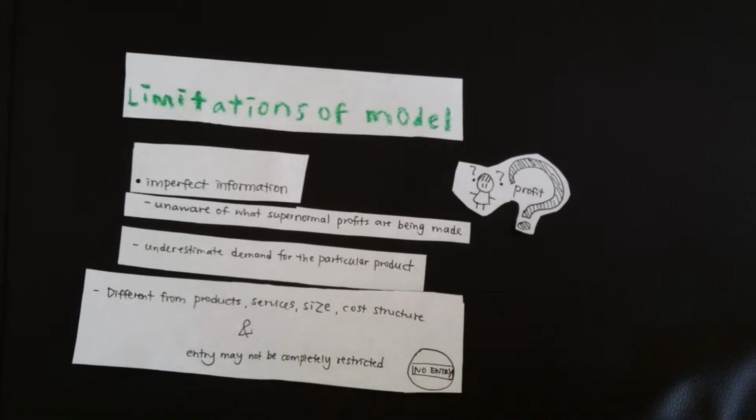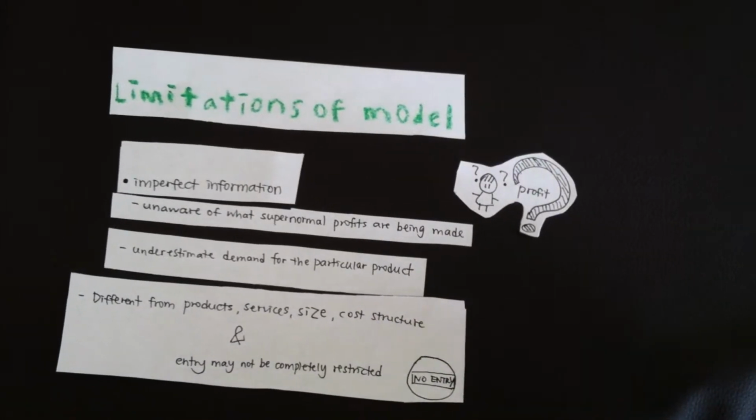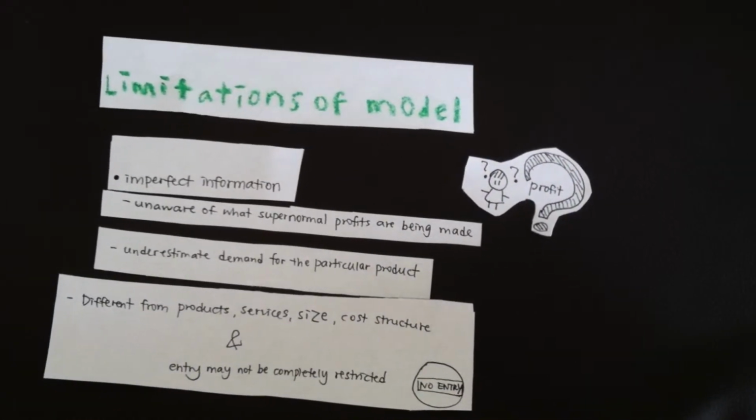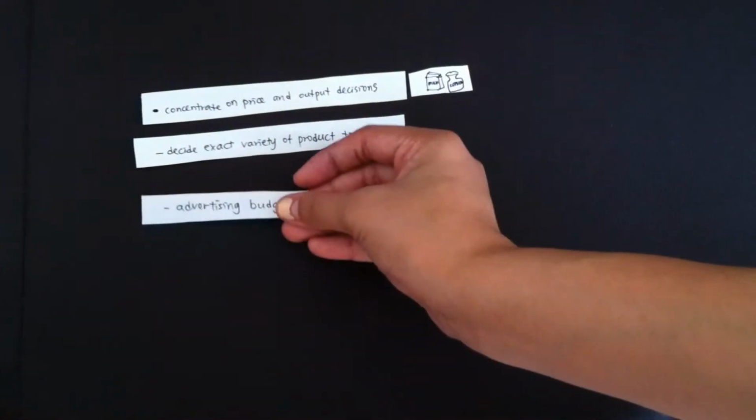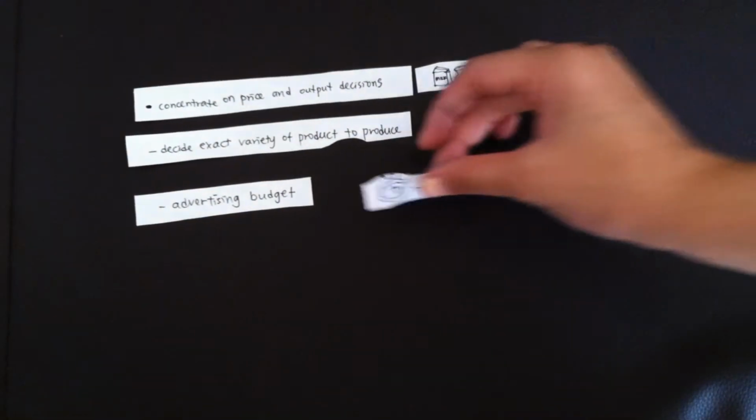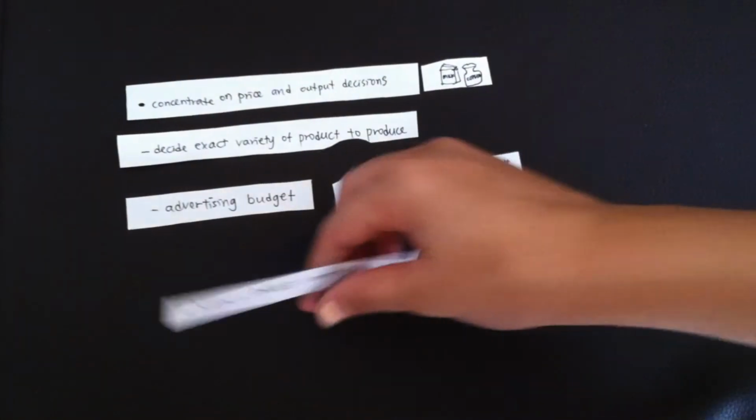In addition, firms differ not only in their products or services, but also in their size and cost structure, and entry may not be completely unrestricted. Lastly, monopolistic competition firms also concentrate on price and output decisions. In practice, the profit-maximizing firm under monopolistic competition has to decide the exact variety of product to produce and also how much to spend on advertising it. As a result, it will lead the firm to take part in non-price competition.